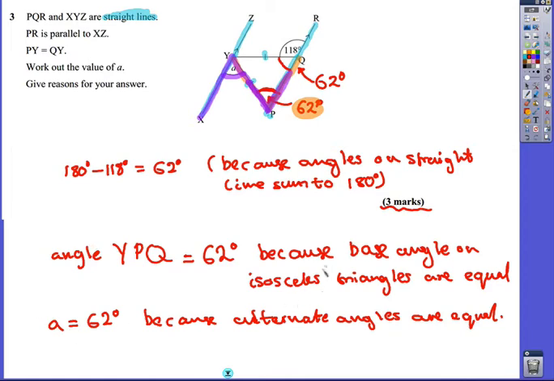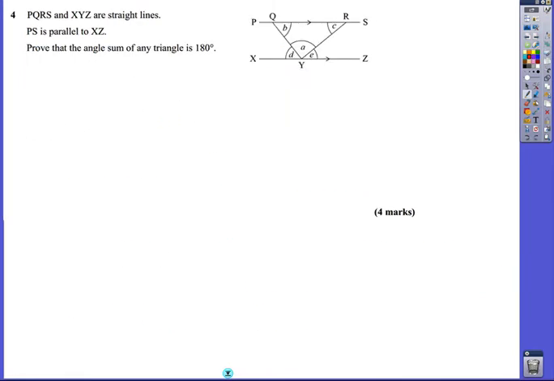If you do not write your reasons, you won't get a mark. The reason for that is because it's really easy to just know that this angle looks the same as that angle and say, hey, that could be 62, because these parallel lines are fairly accurately drawn from the question. Moving on to question 4.